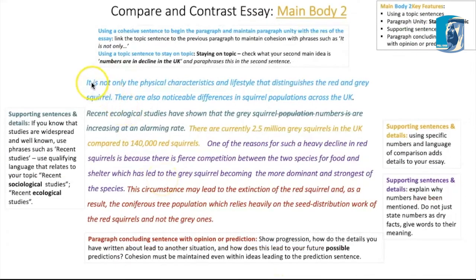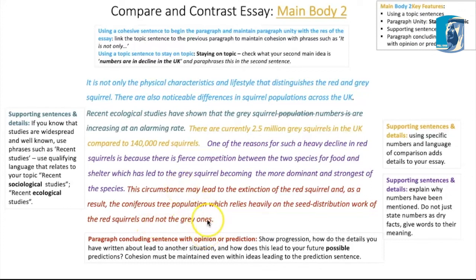So we've got this progression going through our topic sentence, our supporting sentences that funnel down from the greater to the smaller and more specific reasoning, and then showing how it leads to what? It may lead to the extinction of the red squirrel, and as a result, so that future prediction, what's the result of it? The coniferous tree population. So you would have had to have read up some information about this, which relies heavily on the seed distribution work of the red squirrels, not the grey ones.